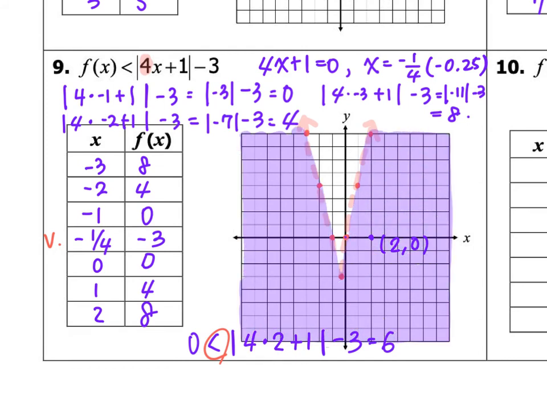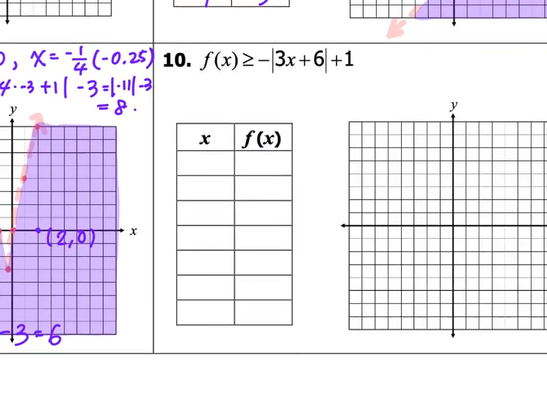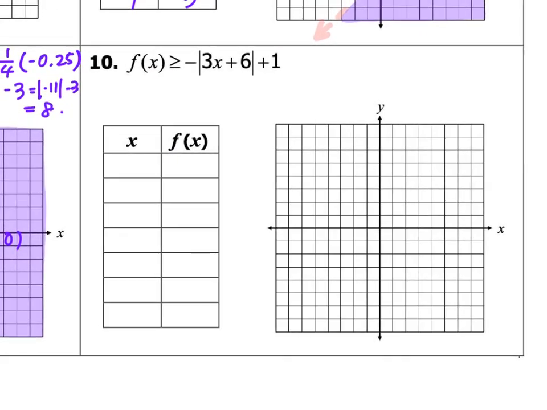All right, let's move on to the last one, number 10, right here. So what's inside of the absolute value? 3x plus 6 equals 0. So x equals negative 2. So when x is negative 2, the y value will be positive 1.